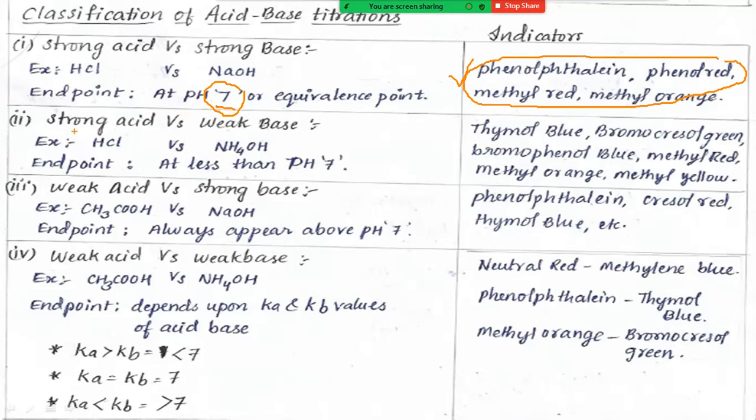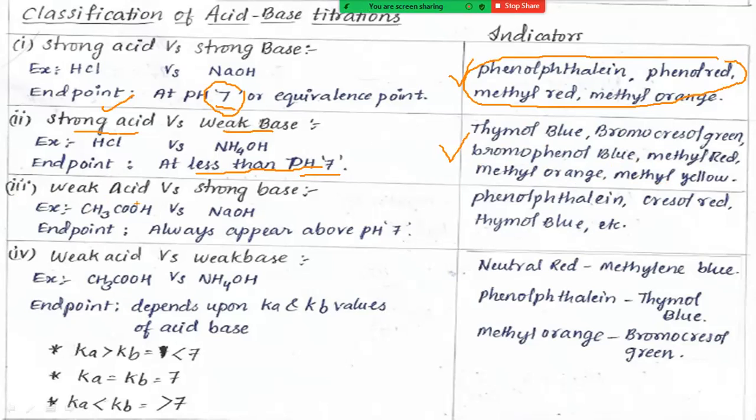Okay. So if you take the combination of strong acid versus weak base, here generally it is giving the equivalence point that is less than pH 7, right? Why? Because here we are using a strong acid. Strong acid has more strength than weak base. So that's why it is moving towards the left hand side. So pH will be less than 7, right? So these indicators will be used for detecting the endpoint at this particular pH: thymol blue, bromocresol green, bromophenol blue, methyl red, methyl orange, methyl yellow, etc.